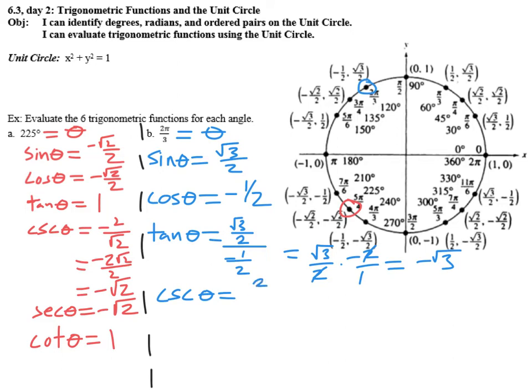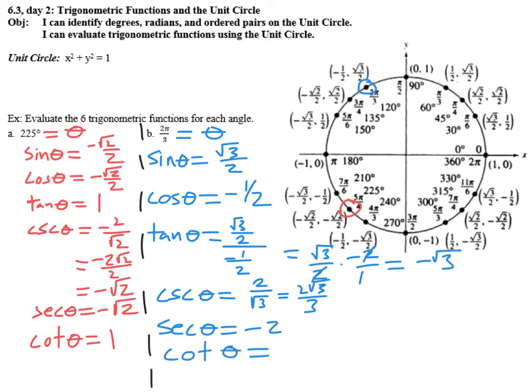Cosecant, I'm going to flip sine. And I'm going to rationalize it. 2 square root 3 over 3. That's actually fully simplified at 2 square root 3 over 3. Secant, oh, that's a breeze. Flip -1/2. There you go, -2.